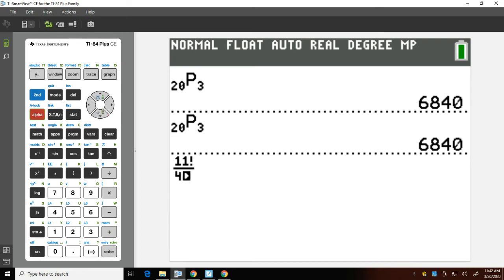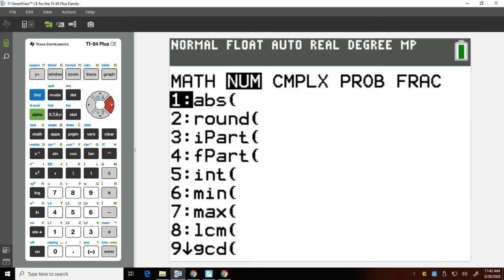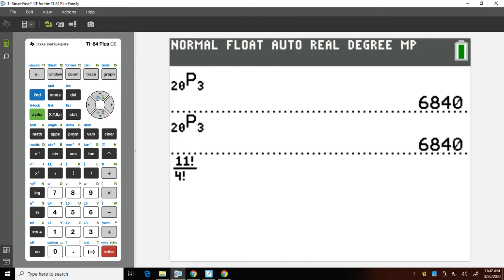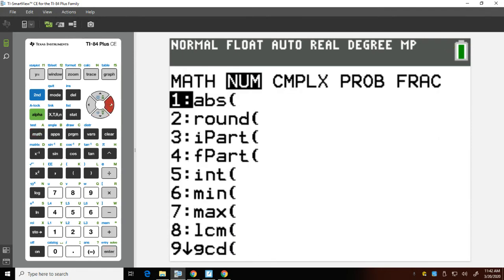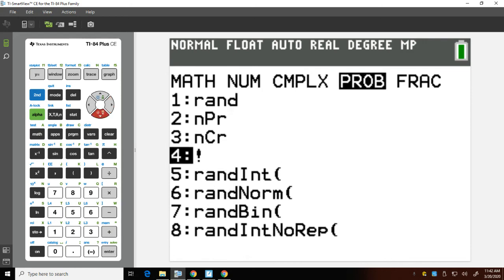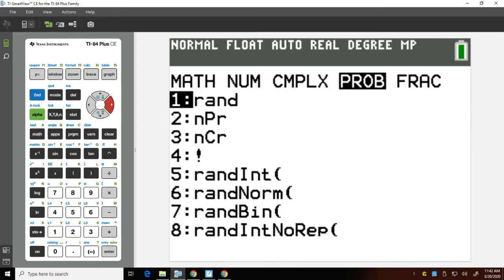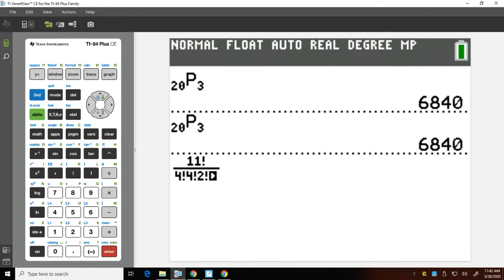So 4, math, scroll all the way over to prob. Scroll down to number 4. Then put another 4, math, prob, 4. And then 2, math, prob, whoops, too far, and then 4. And there you go. If I scroll to the side, that's exactly what it looked like in the Smart Notebook page I had a moment ago. All I got to do is hit enter.